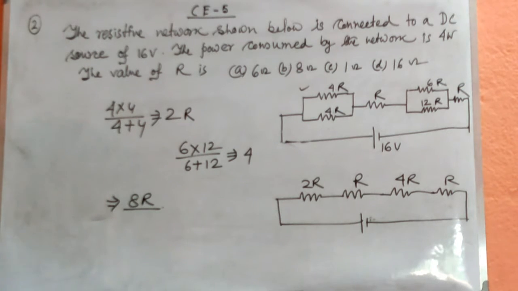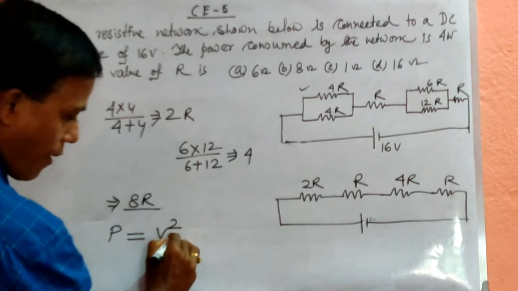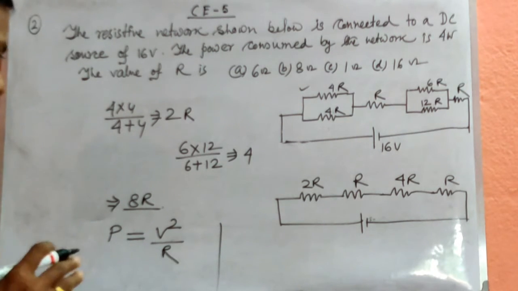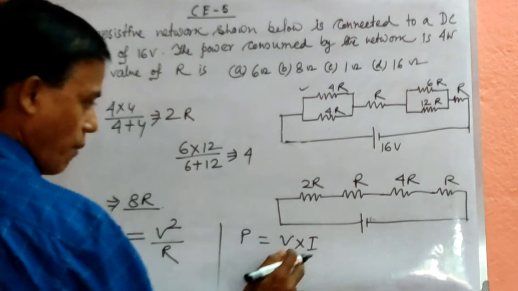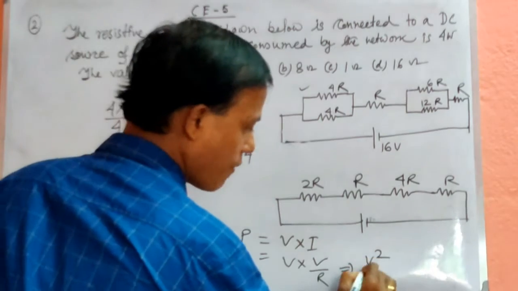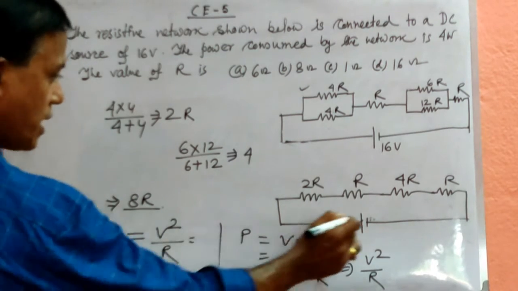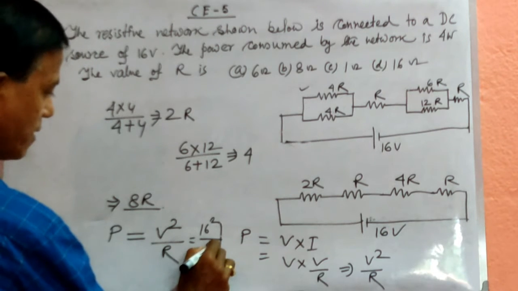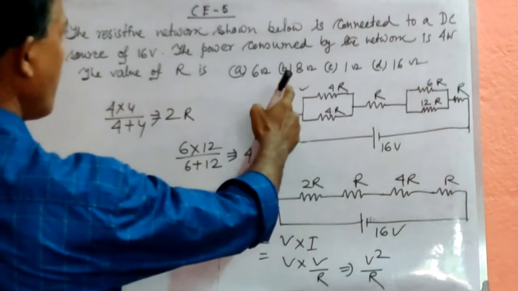Now we know the power consumed by the circuit, P is equal to V square by R. Because if we look at the physics of this, we know power P is equal to V into I, voltage into current. So if we convert I to V by R, then V into V by R, it comes V square by R. So we put V as 16 volt, 16 square by 8R. Power P is equal to, that is given 4 watt.